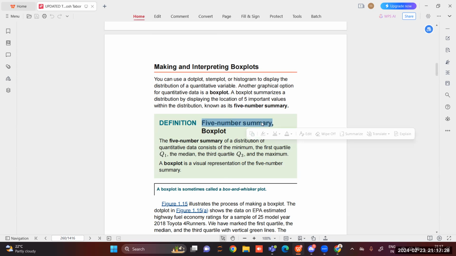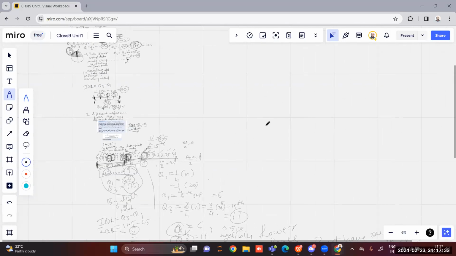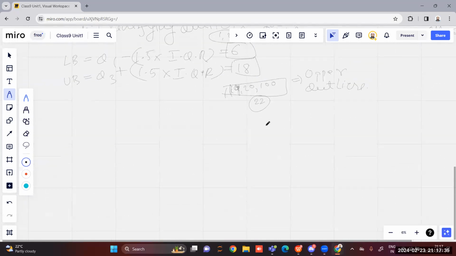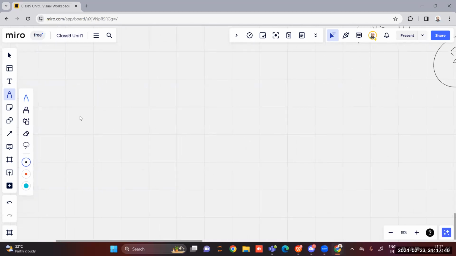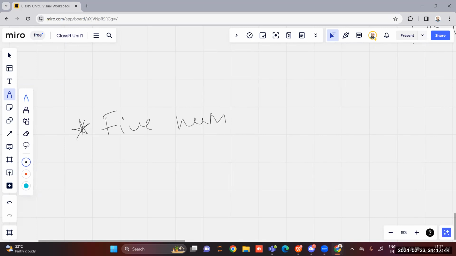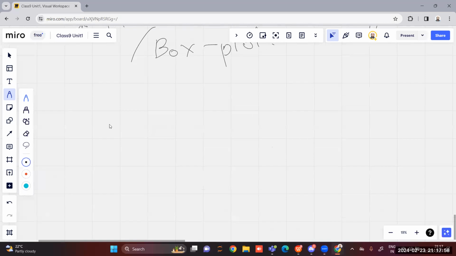Okay, so now this is what I was telling. Five number summary, that I was stating. Let me write it here again. Five number summary, also known as box plot. So what is a box plot? I'll tell you. A box plot is designed somewhat like this.